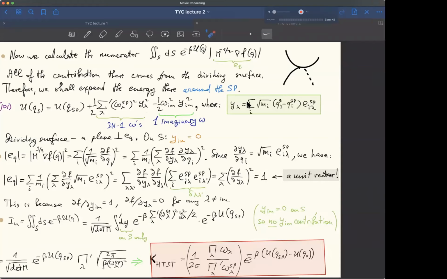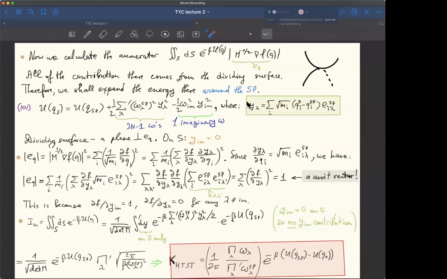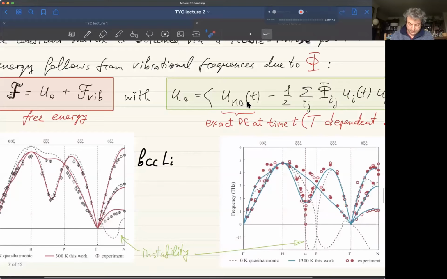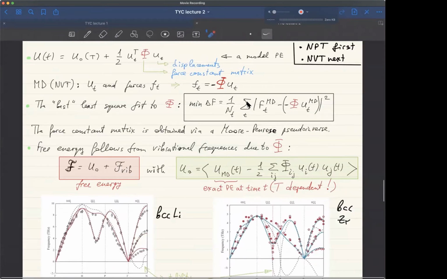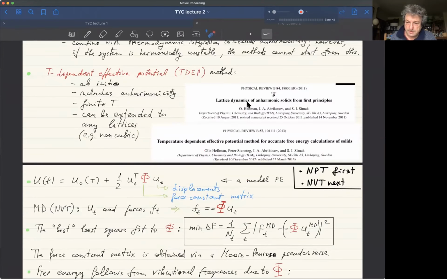Hello, not exactly a question. I'm just interested in the publication you based on regarding the temperature-dependent potential method. You mean which method? Temperature-dependent potential method. This method of Abrikosov, this one. Yes. So you have references here. So these slides are available on the TYC web pages, so you can go and have a look.